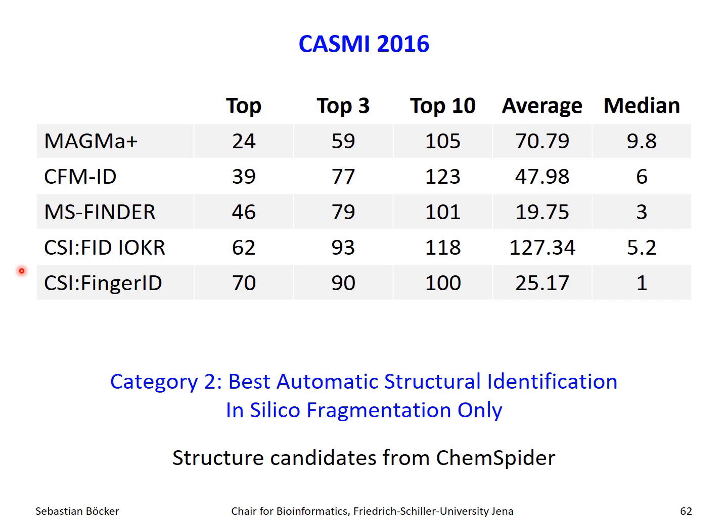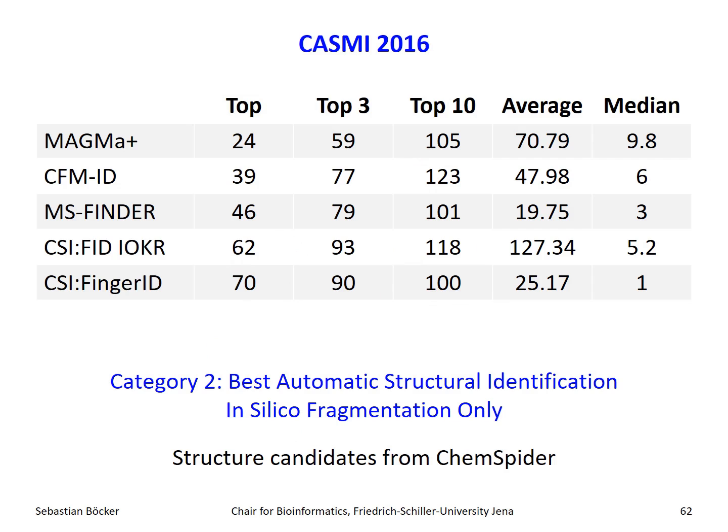But what you see is pretty often that CSI FingerID and CSI FingerID IOKR perform very similarly. The differences are not that big. Okay. Anyways, what we see here is, yeah, these two tools have the most correct identifications in the top positions and so on. Here, it's a little bit worse than CFM-ID. Yeah, but it's looking good, right?